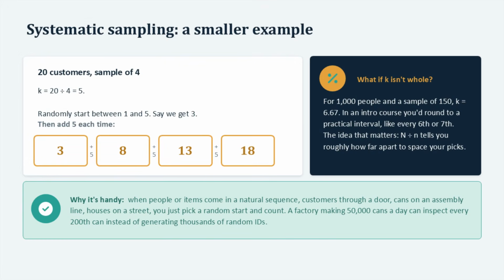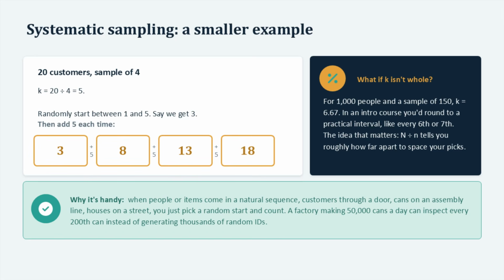Here's a smaller example, so you can see every step clearly. Suppose there are 20 customers, and we want a sample of 4. So first we calculate K. 20 divided by 4 equals 5. That means our interval is 5. Next, we randomly choose a starting point somewhere between 1 and 5. Let's say our random start is 3. Now we just add 5 each time. Customer 3, then customer 8, then customer 13, then customer 18.